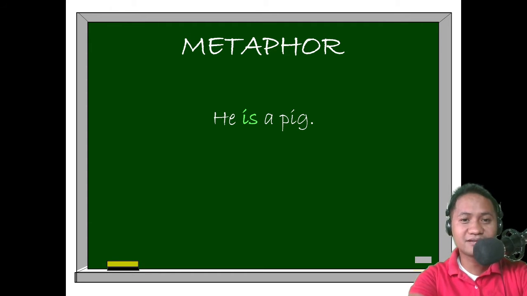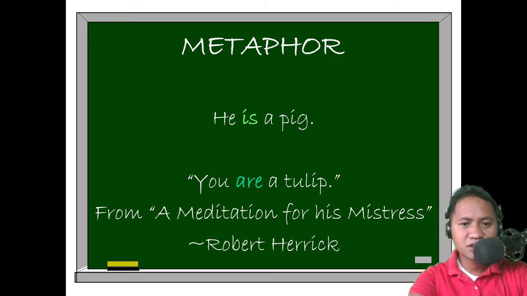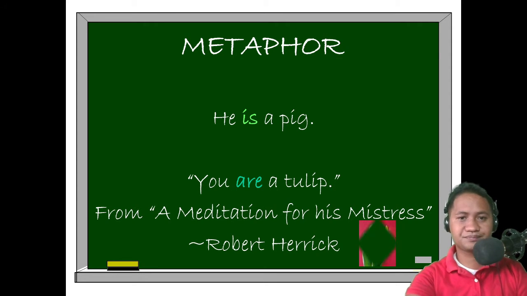He is a pig. You are a tulip, from A Meditation for His Mistress by Robert Herrick. It is a direct comparison without like or as. If there is like or as, that is a simile. But if there is none, it is a metaphor.